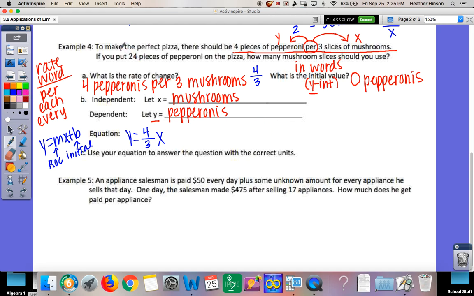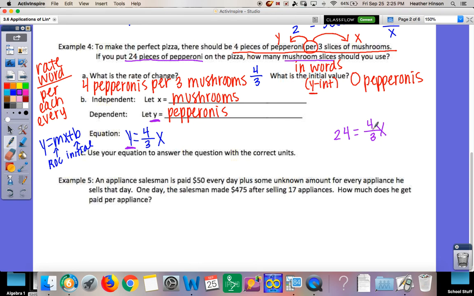So the question says, if we put 24 pieces of pepperoni on the pizza, how many mushroom slices would we use? So 24 pieces of pepperoni, is that X or Y? Which one is pepperoni? Well, pepperonis is Y, so we're going to plug 24 into Y. So 24 equals 4/3 X.